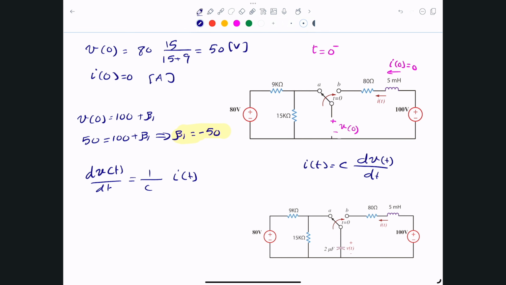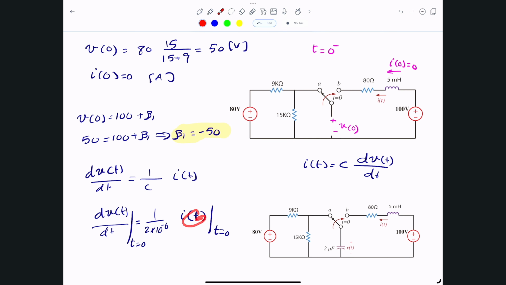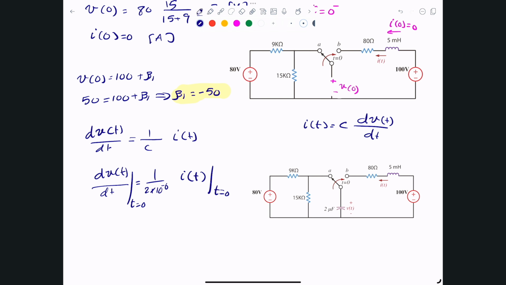Let's substitute a few values in here. dV of t divided by dt equals 1 divided by C, which is 1 divided by 2 times 10 to the negative 6, times I of t. If I substitute t equals 0, that means I of 0. But I of 0 is 0, so the whole thing is 0. So dV of t divided by dt evaluated at t equals 0 is simply 0.